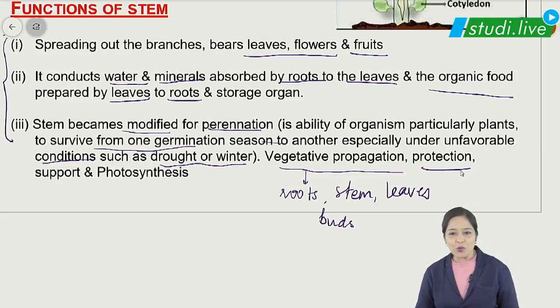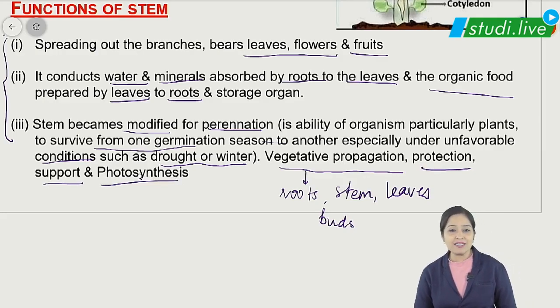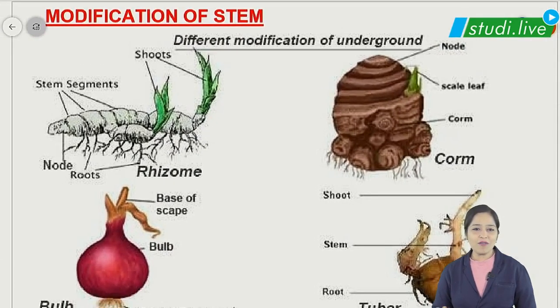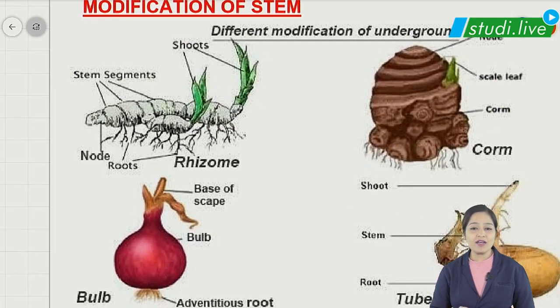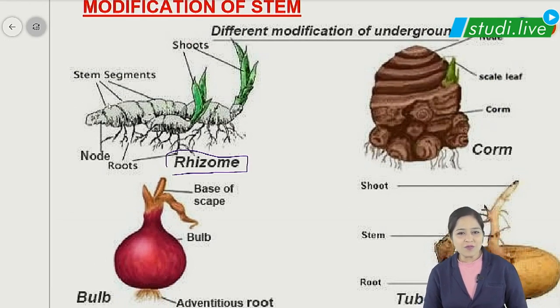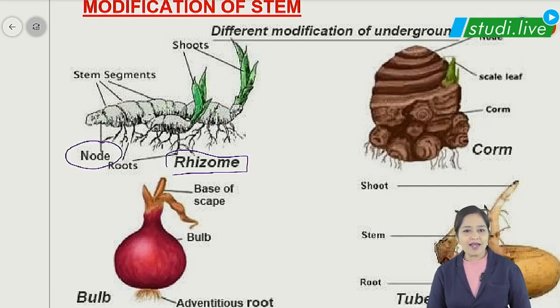So stem is also doing the function of protection, support and photosynthesis if the stem is green in color. So here in this figure we can see different modifications of the stem. Now these are all underground modifications of the stem. The first one is the rhizome, where the examples are ginger or turmeric. In this figure we can see the presence of nodes, and at the basal region we have roots which are getting formed. They are the adventitious roots, or fibrous roots.